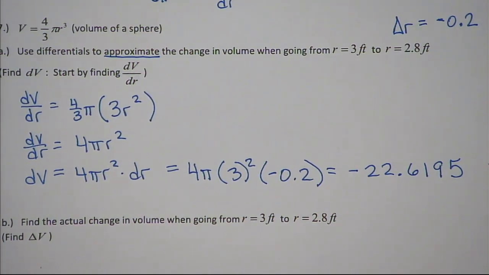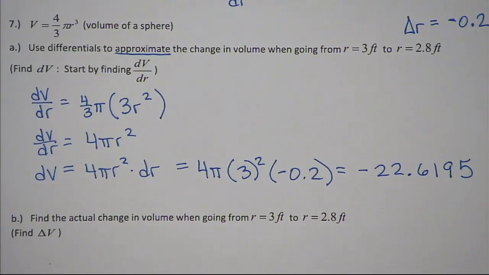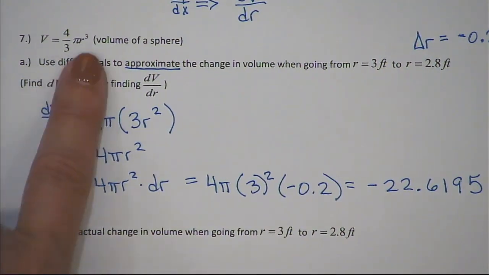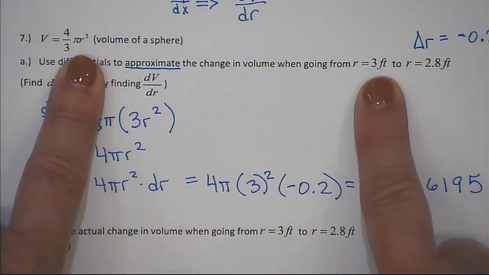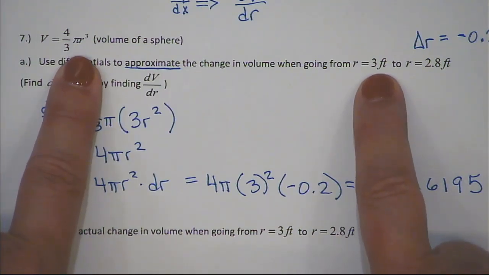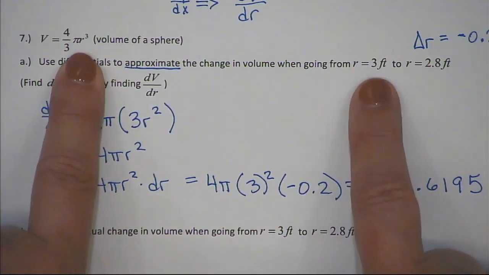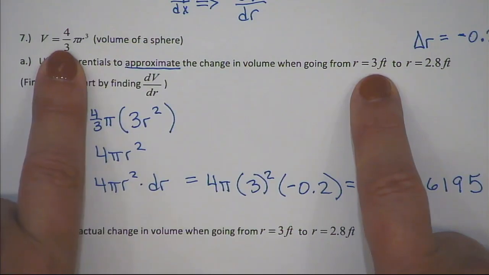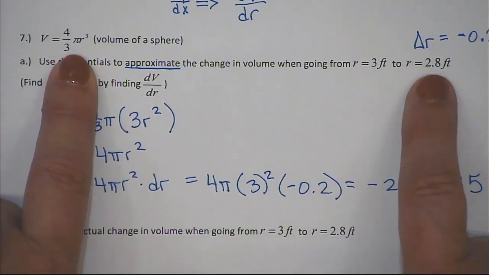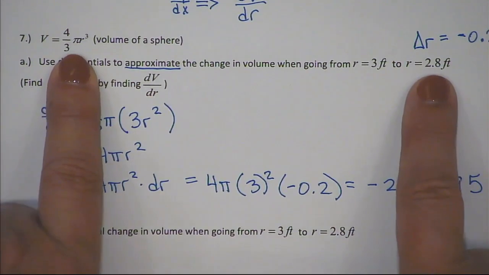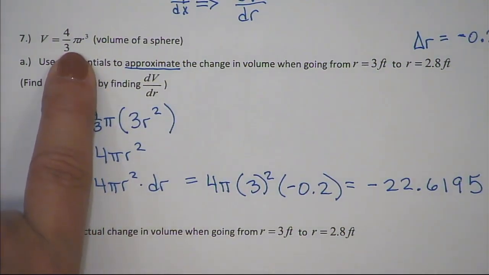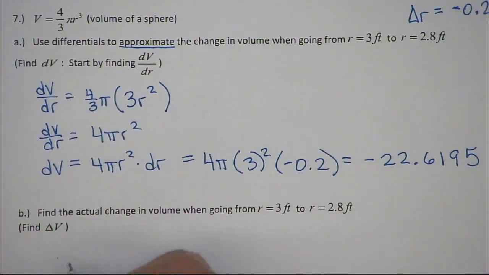All right, so think about the actual volume. If I said, what's the volume of this sphere if the radius is 3? How would you find it? Where would you plug 3? I'd plug it into the original function. And then I'd say, what's the volume if the radius is 2.8? And you'd find that. Well, what's the difference in volume? You would subtract those two numbers. So that's exactly what the actual values are. You're just plugging these numbers into the original function.